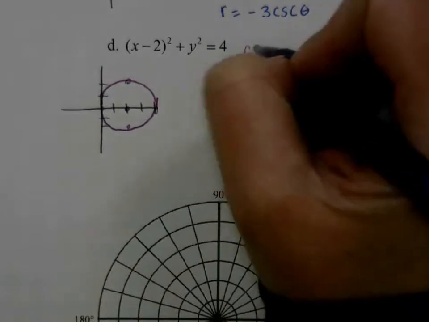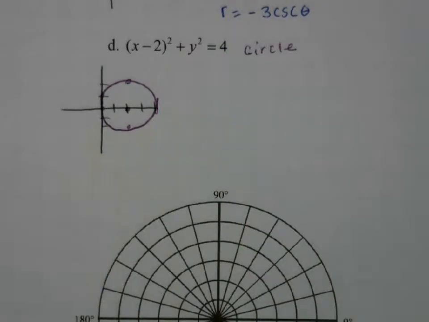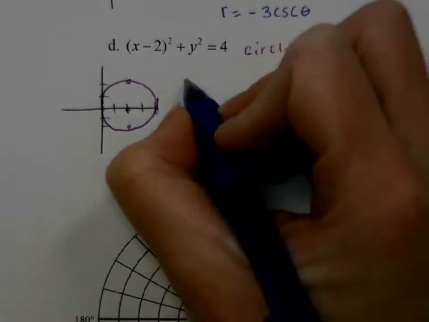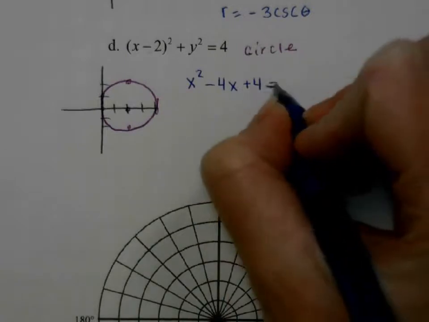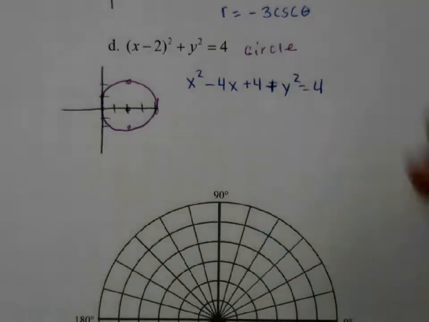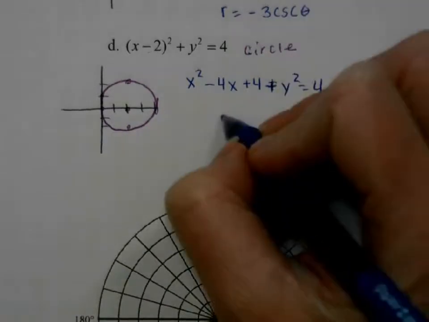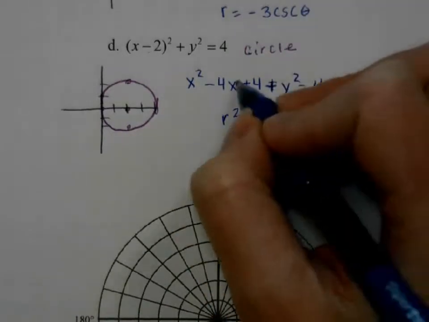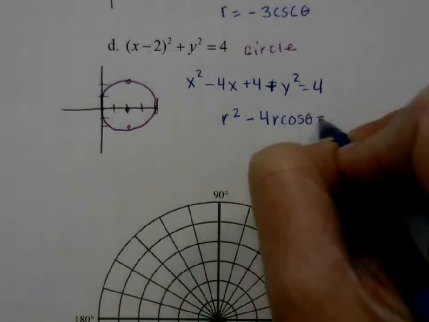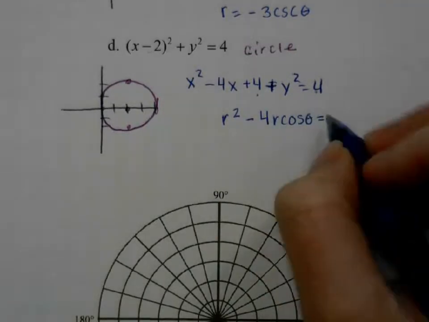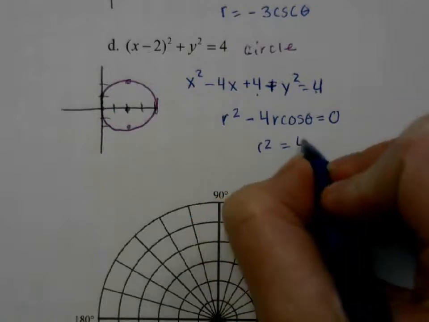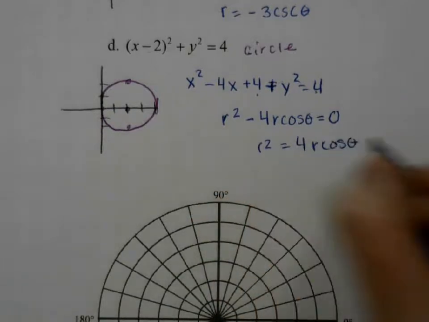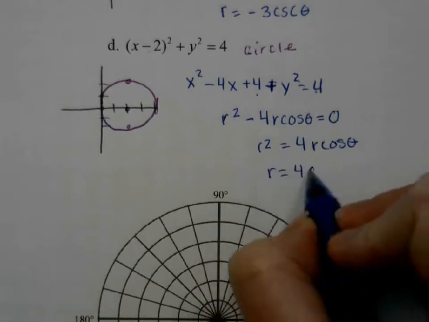To put it into polar form, I first need to expand this. So that'll be x squared minus 4x plus 4 plus y squared equals 4. The x squared plus y squared is r squared minus 4, x is r cosine theta. And then I can subtract 4 from both sides and get 0. Then I can move 4r cosine theta over, and then divide both sides by r. So we get r equals 4 cosine theta, which we know that's a circle on the polar plane.